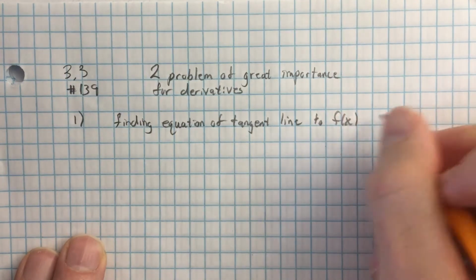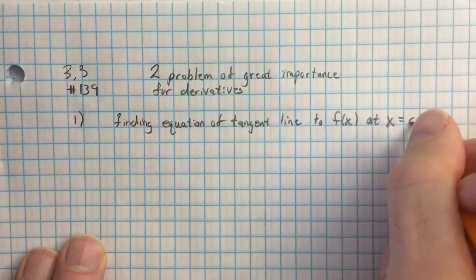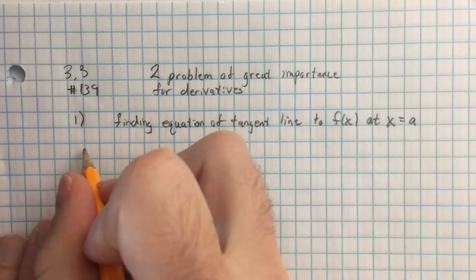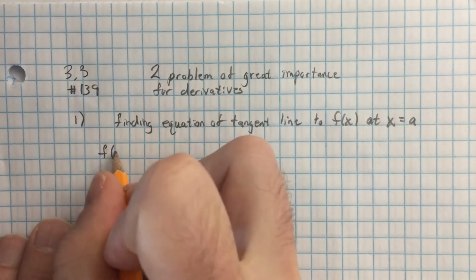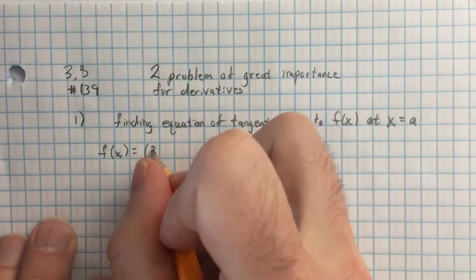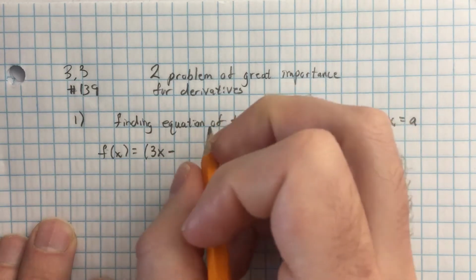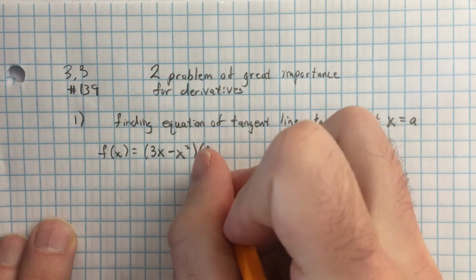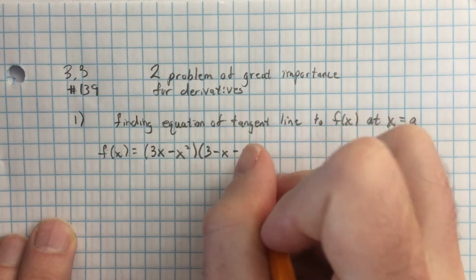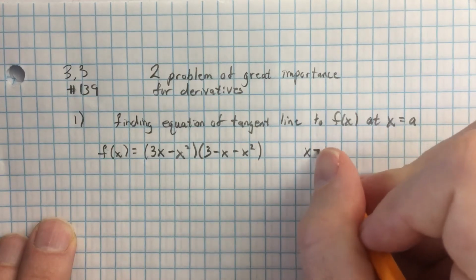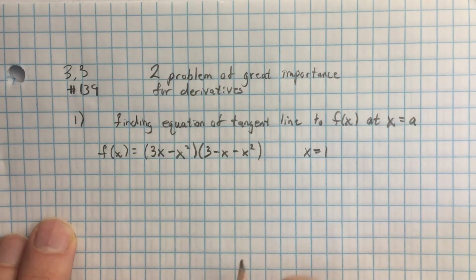To f of x at x equals a. All right, so the particular function here in 139 is what I would call a product function, because as I look at it, I see that's the most outer operation happening. 3x minus x squared, times 3 minus x squared. And this is happening at x equals 1. We're going to find the derivative at x equals 1, the slope of this curve at x equals 1.